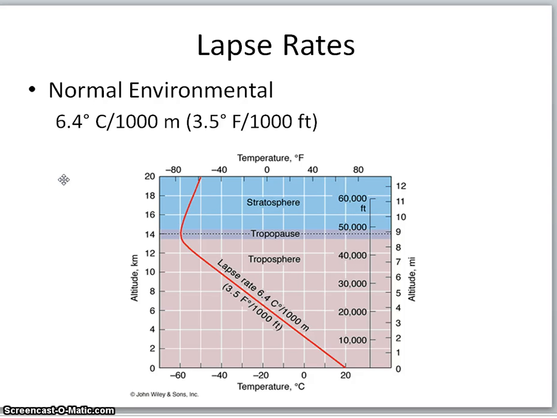But remember, these are the UV diagrams. So you're looking at a profile of the atmosphere. This is a real simplistic looking one. But you can see as you go up, this lapse rate, this temperature profile, if you want to look at it like that, is dropping 6.4 degrees per 1,000 meters.